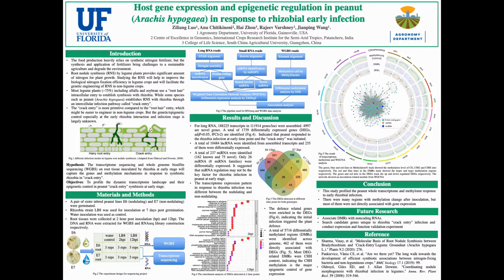Most legumes, including alfalfa, use root hair entry to establish the symbiosis, while some plants such as peanut use crack entry. The crack entry is more primitive, but it's understudied. Understanding this mechanism can improve the nitrogen fixation efficiency in peanut and facilitate the engineering of root nodule symbiosis in non-legume crops.